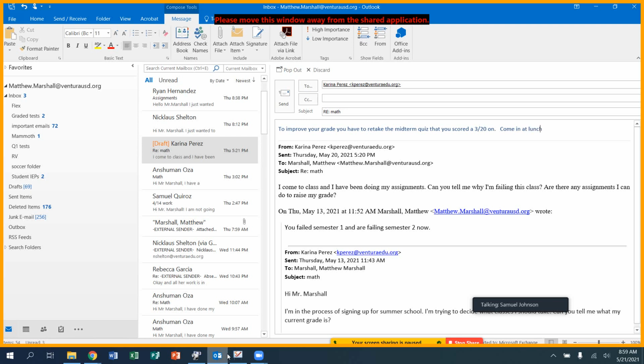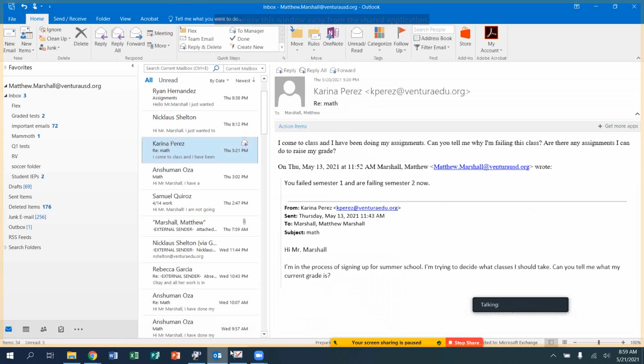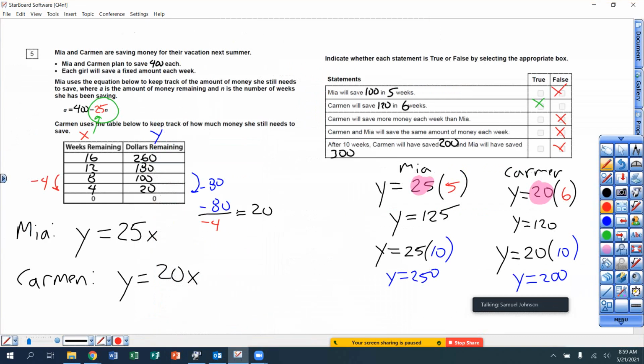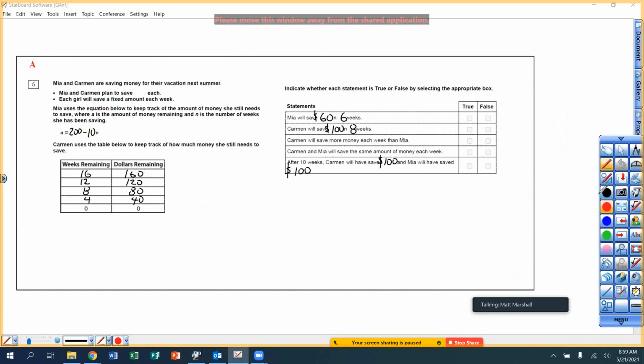I have a question. Yes. I am very confused about these problems. Who am I talking to? Sam. So are you looking at the A problem or the B problem? Right now I'm looking at the A problem.